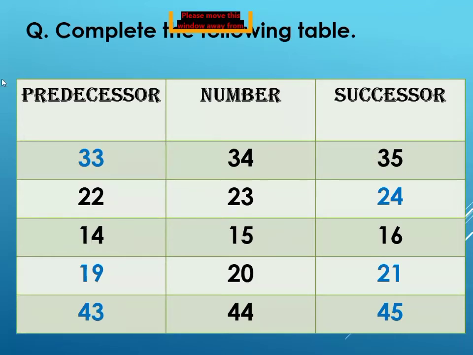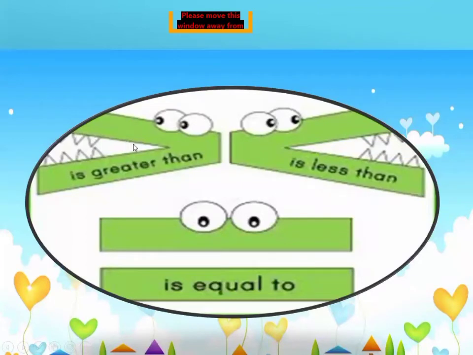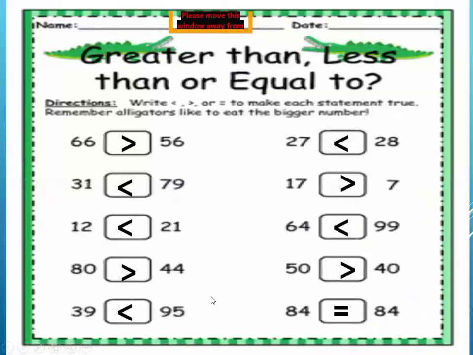So I hope it is clear what a predecessor number and a successor number are. To find the predecessor number, we minus 1 from the given number. To find the successor number, we add 1 to the given number. Now we learn about greater than, less than, and equal to. Now we compare numbers using greater than, less than, or equal to. This is the greater than sign, this is the less than sign, and this is the equal to sign.